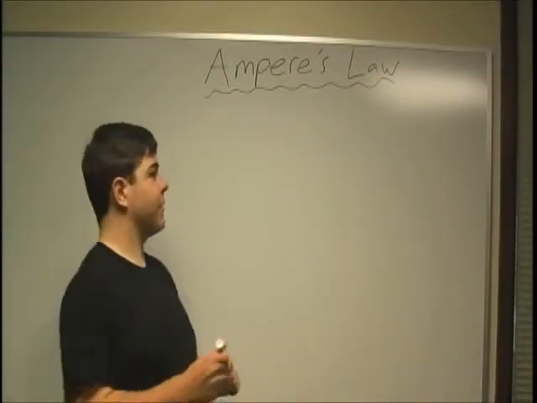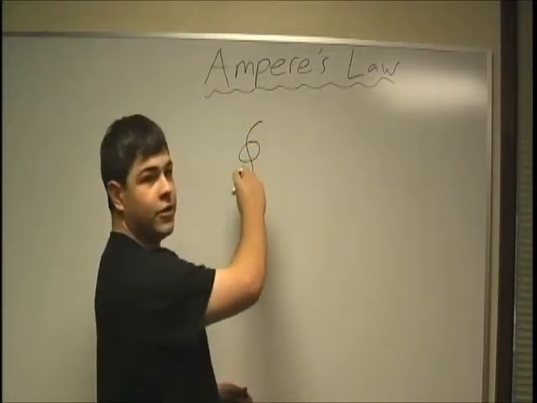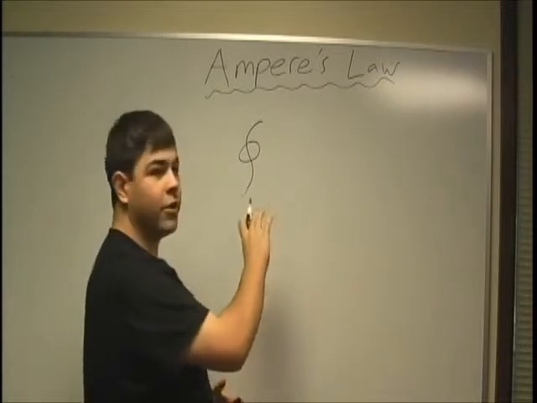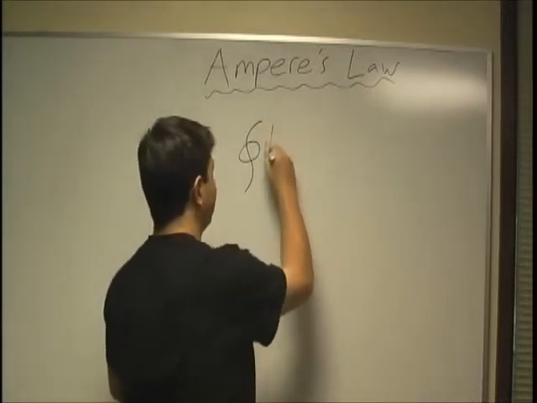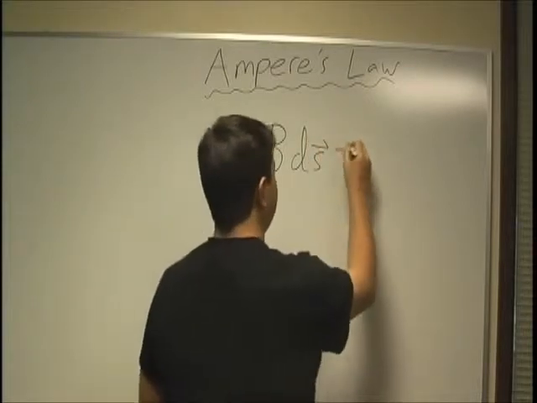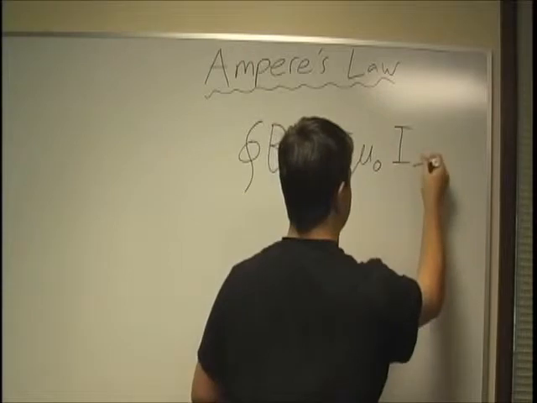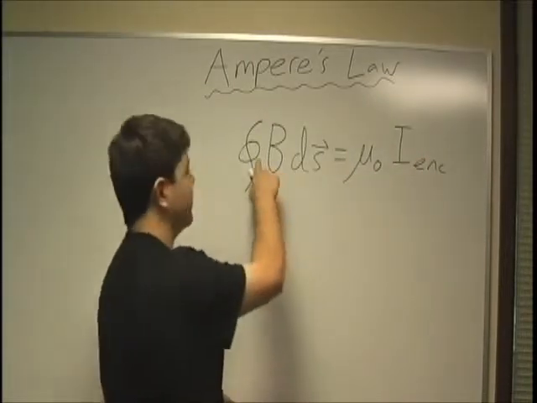So the general form of Ampere's law is the integral over a little path, and the little circle means that it's a closed path, which is important, as we'll see later, of the magnetic field times each little bit of that path. And that equals mu 0 times I enclosed. This is just the enclosed current inside this path.